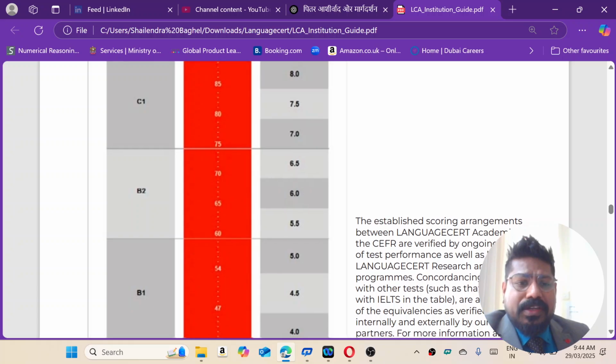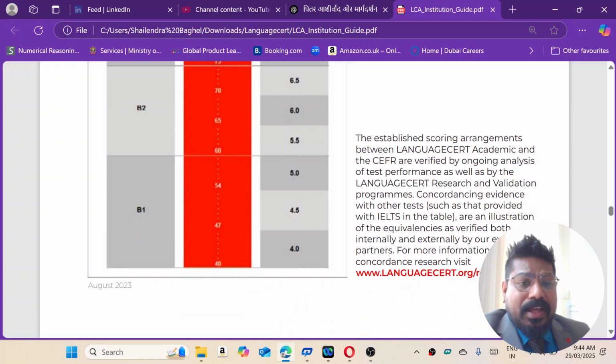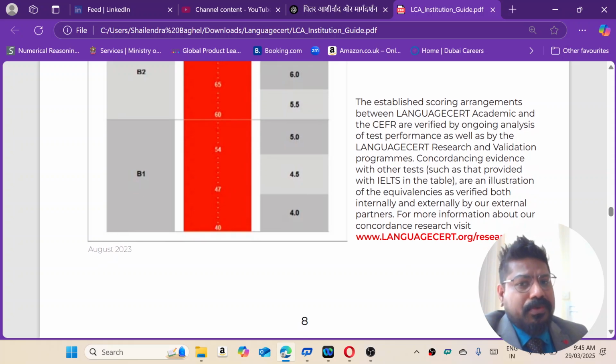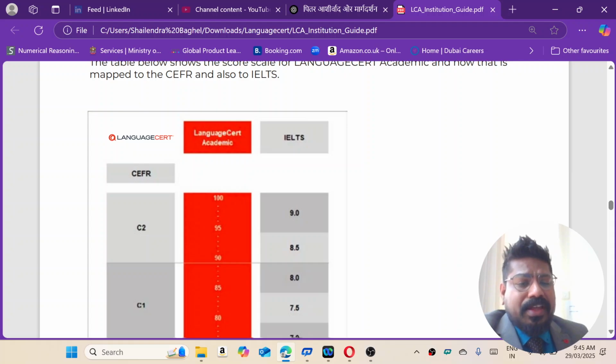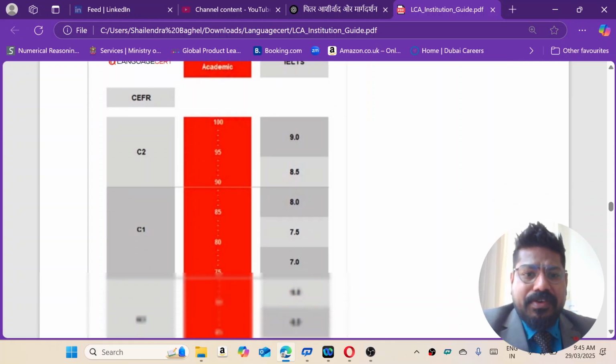For B2, if you see, it is 60 to 79 in Language Cert, और इसका जो इक्विवेलेंसी बैंड इन आइल्स वो होगा 5.5 से 6.5. Again, the other one is B1, which is from 40 to 59 in Language Cert, और उसका जो corresponding band होगा IELTS में वो होगा 4.0 से 5.0. This is important. Sometimes बहुत ज़्यादा confusion होता है कि Language Cert Academic का corresponding result क्या होगा IELTS में. So this table gives you a fair idea.